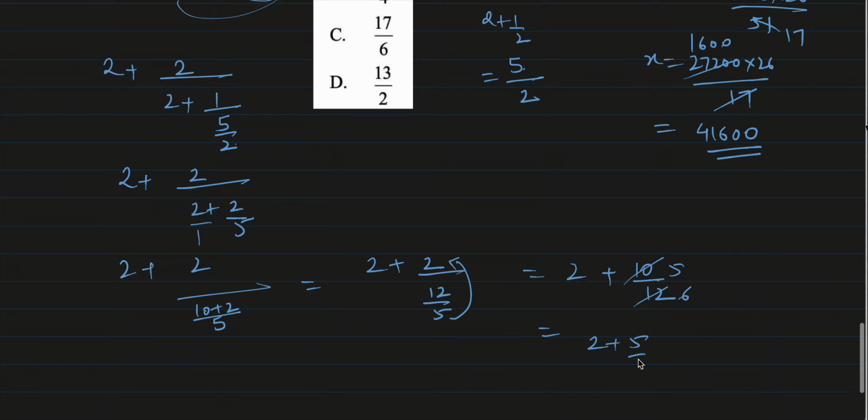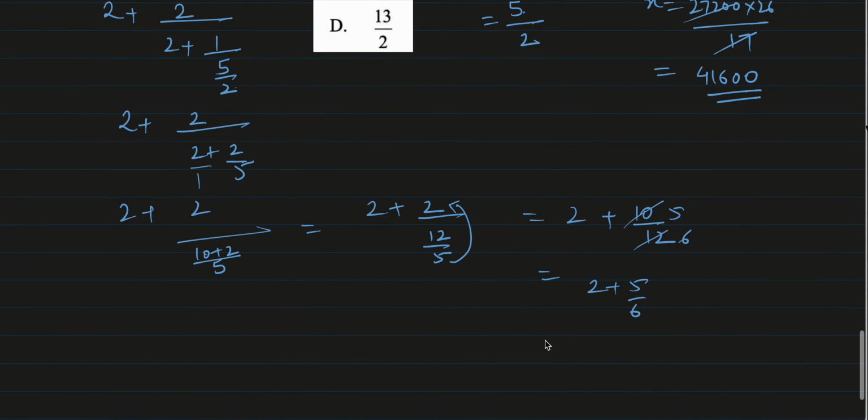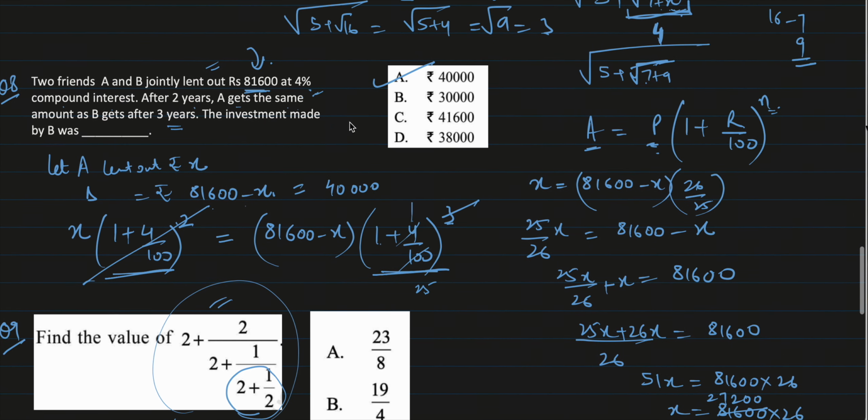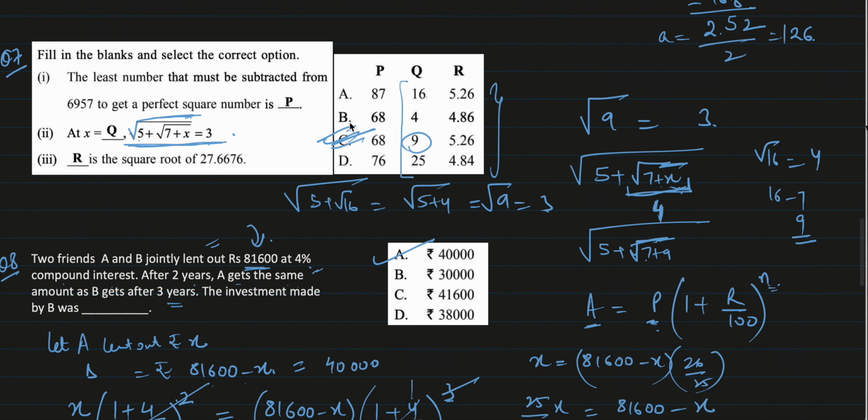So 2 plus 5 by 6. Now again take LCM, 6, 12 plus 5, which is 17 by 6. So the answer is 17 by 6. So I hope this is clear, students. So practice these questions. Next video I'll come up with more questions.